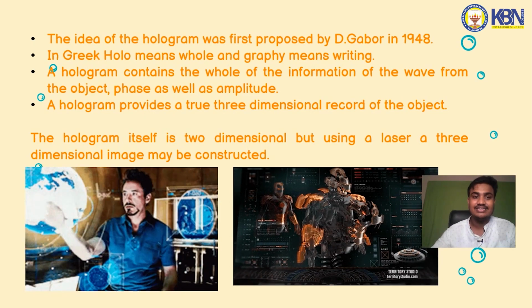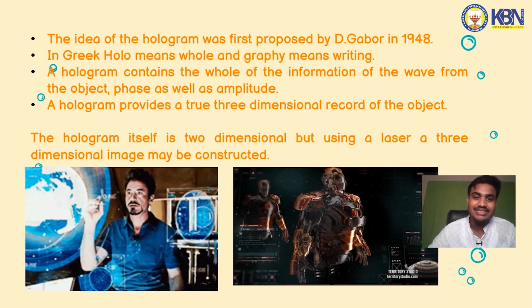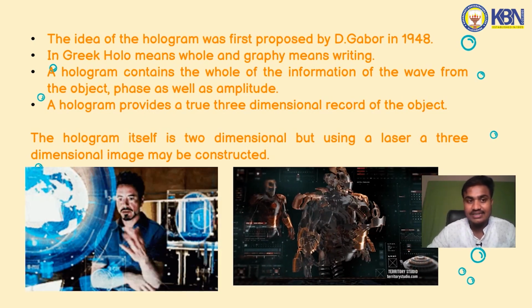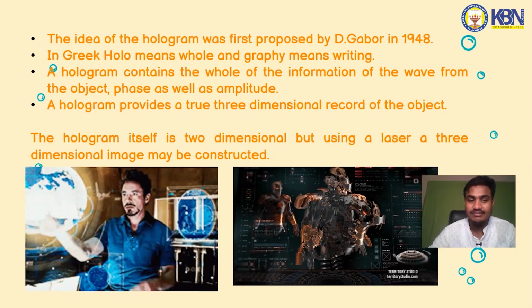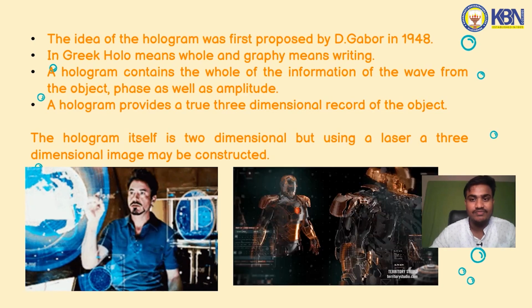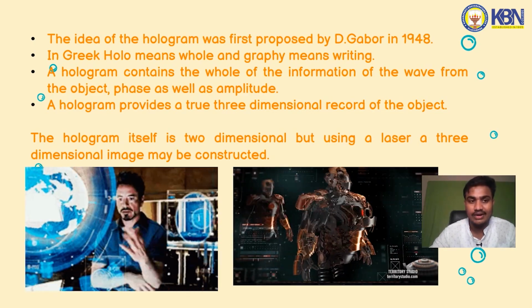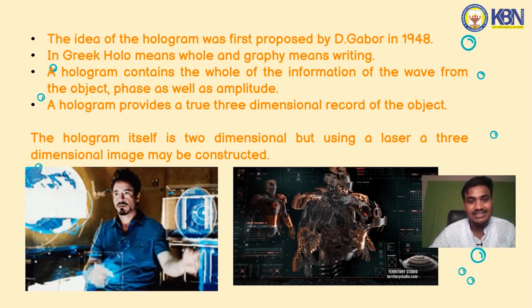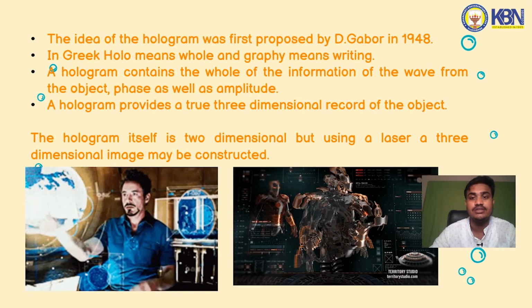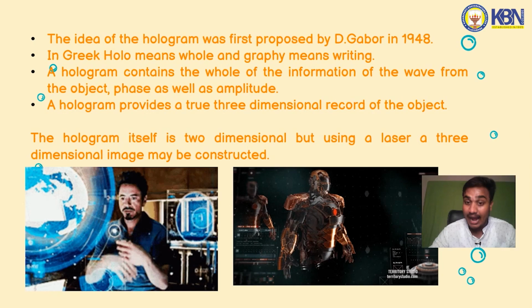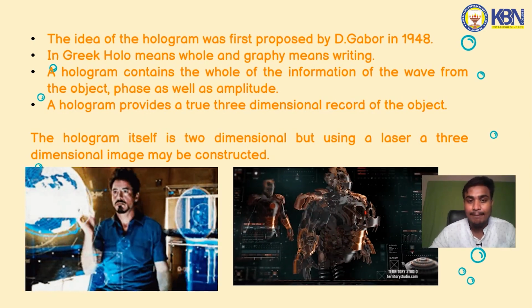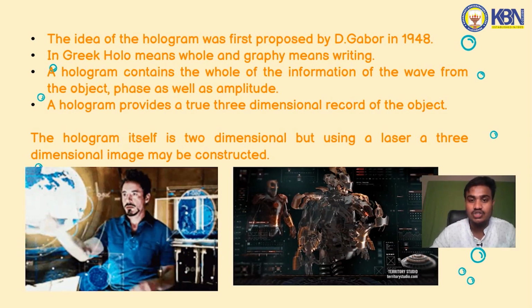In Greek, holo means whole, and graphy means writing. Complete writing of the image, complete three dimensions of the image, is known as the hologram. A hologram contains the whole of the information of the wave from the object, its phase as well as its amplitude. Complete recording of an image is known as holography.